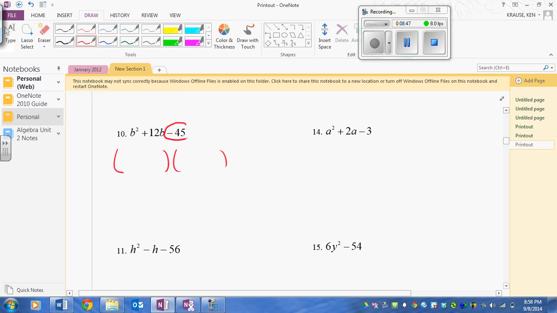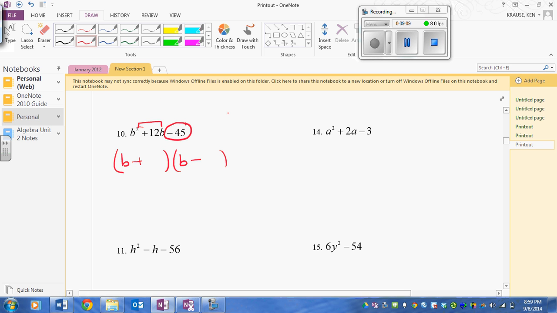Again, we have a negative. So I'm going to put B and B. Since they have to multiply to a negative, one of them has to be positive, one of them has to be negative. But they have to add up to positive 12, which means the larger one's going to be positive. And they got to be 12 away from each other.